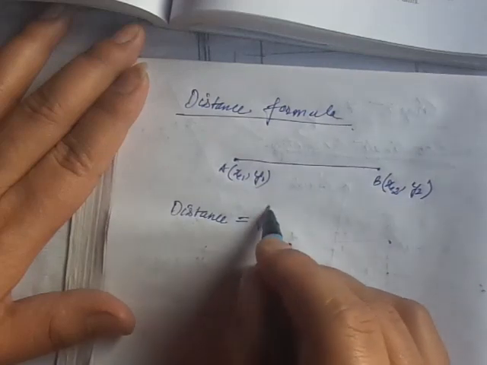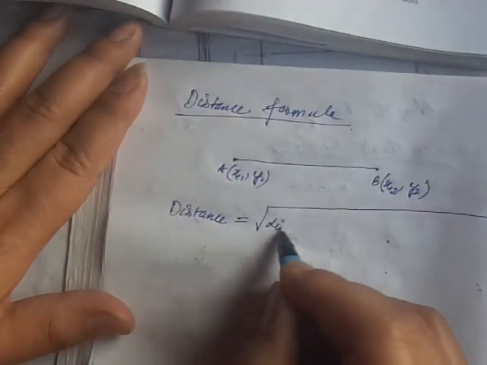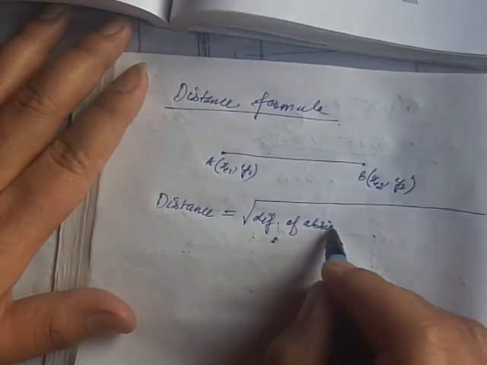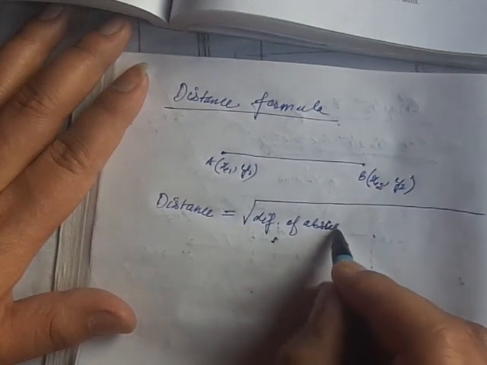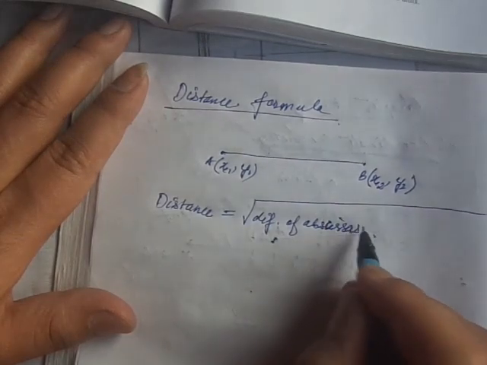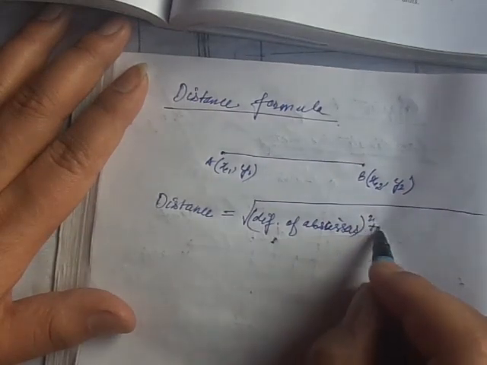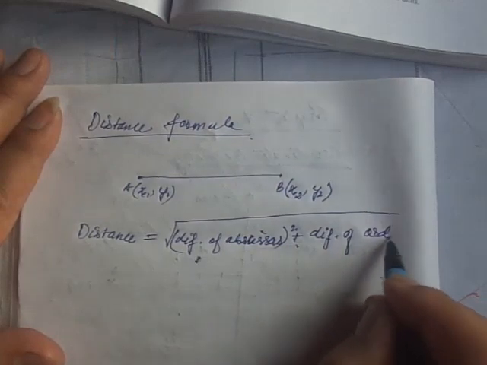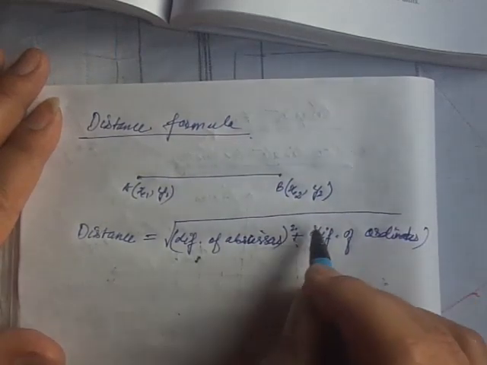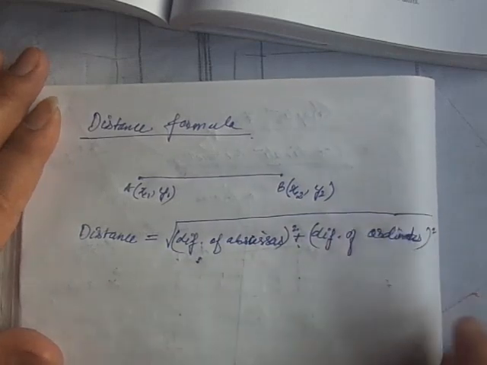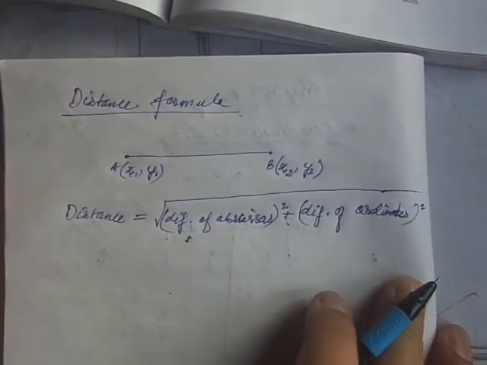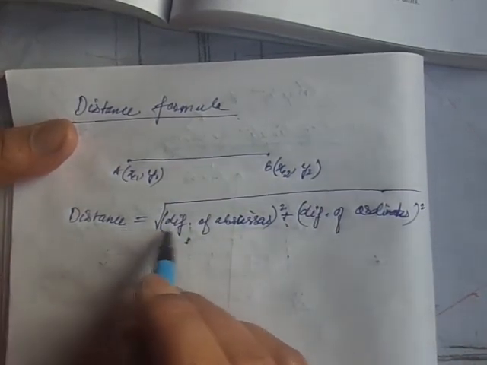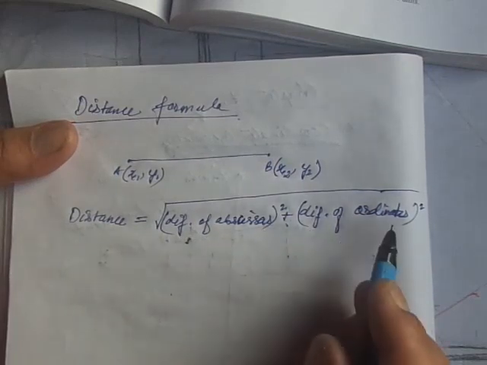equal to square root of, in short, difference of abscissas whole square plus difference of ordinates whole square. It comes from the Pythagoras theorem. That's why this whole square is coming like this. So this distance equals square root of difference of abscissa squared plus difference of ordinate squared.